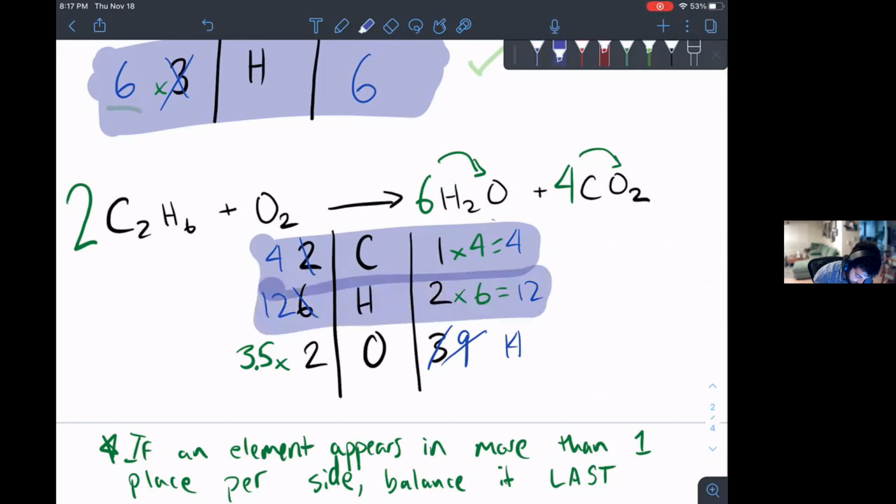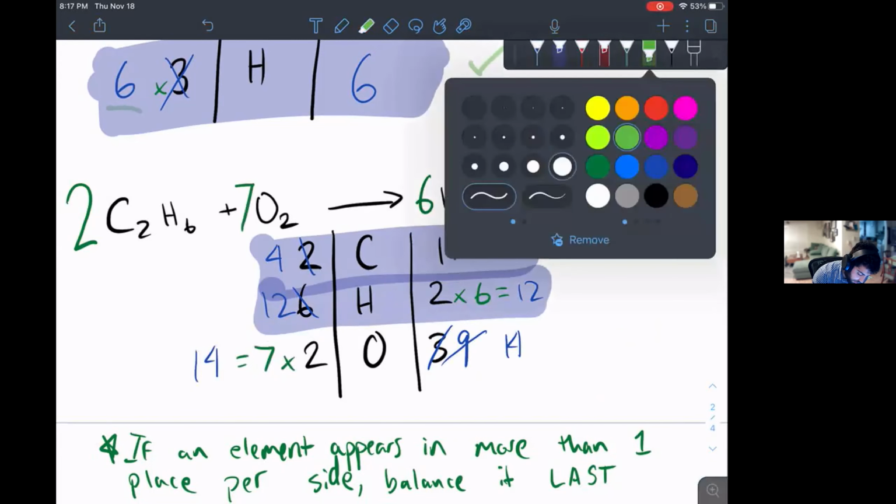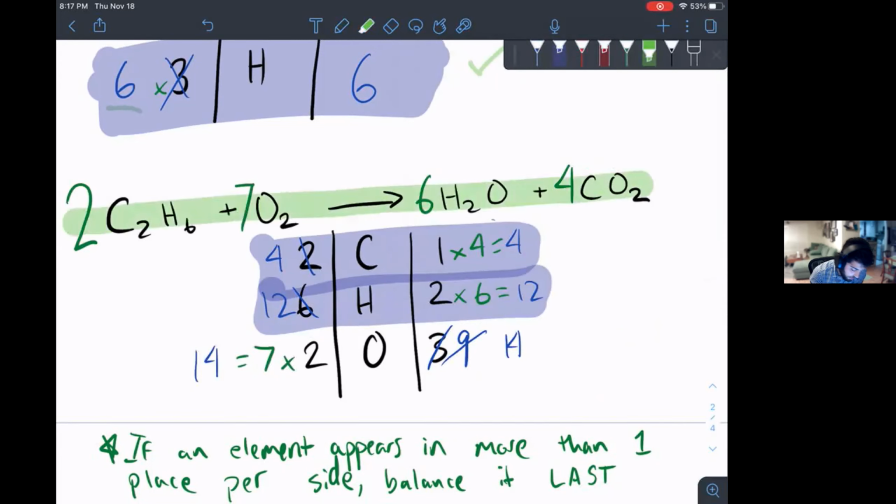See, now this balances. Instead of 3.5, we can actually multiply by 7. You can get 14. So now we know our coefficient is 7, and we are done. Our balanced equation now looks a bit like this: 2C2H6, 7O2 reacts to form 6H2O plus 4CO2.